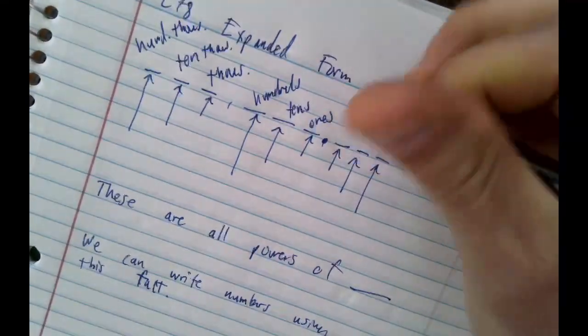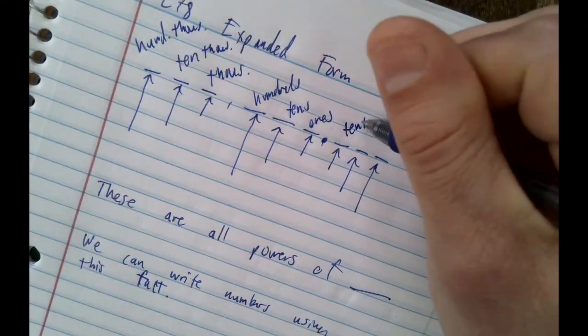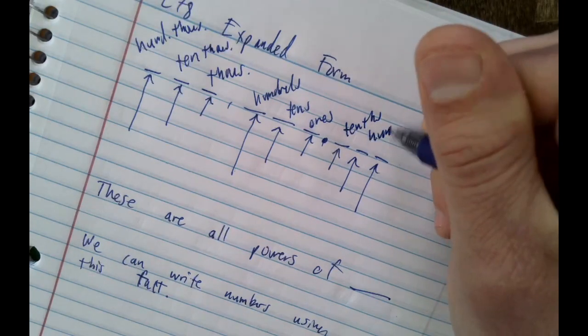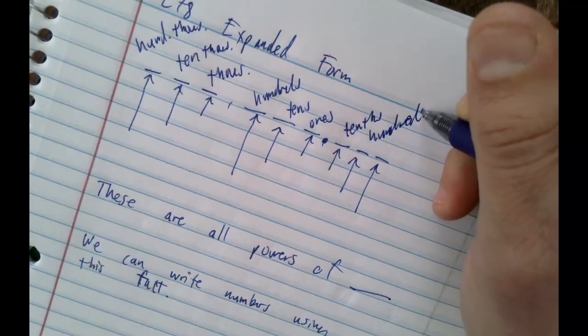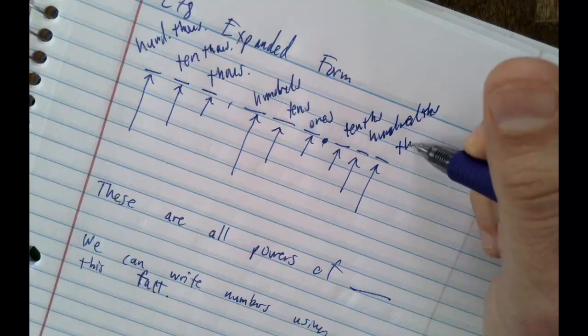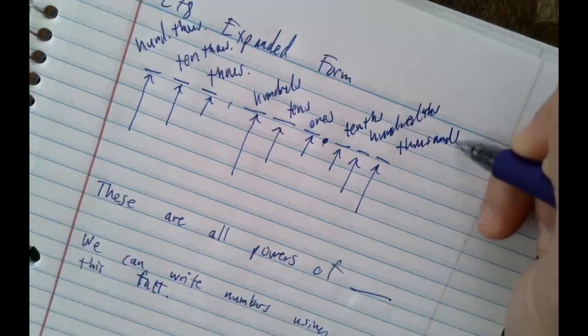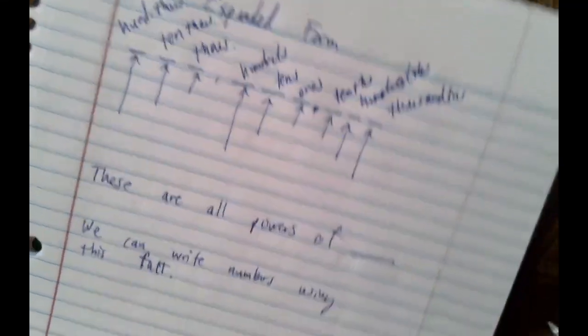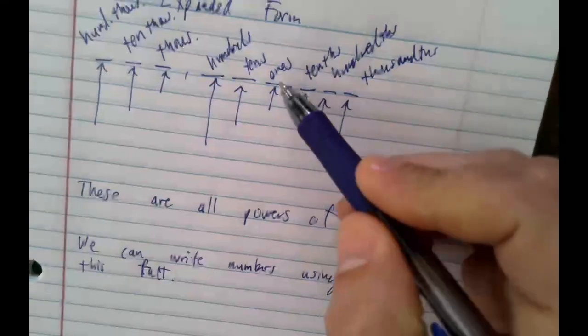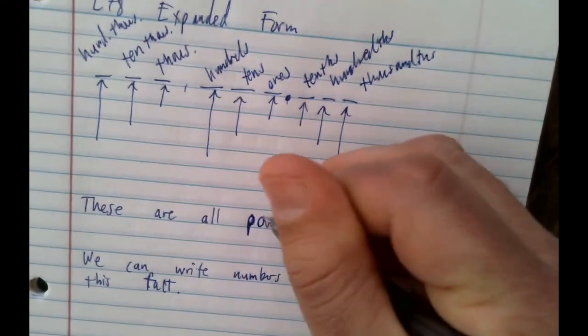You'll learn more about exponents in those in a future math class. But we have tenths, hundredths. I can hear the chimes. Must be windy. And then we have thousandths. Isn't that showing up? Sure it is. These are all powers of what number? Powers or exponents of what number?